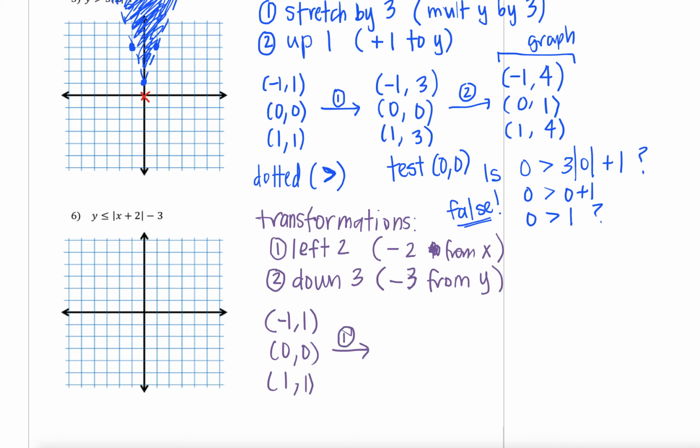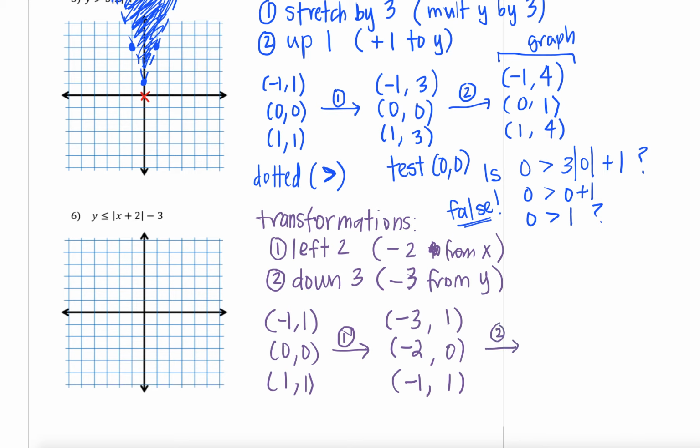So my first transformation that I'm applying is that left 2. So I'm going to subtract 2 off from all of the x's. So negative 1 minus 2 will leave us at negative 3. 0 minus 2 will leave us at negative 2. And 1 minus 2 will leave us at negative 1. Now the y's stay the same, since I was only changing the x coordinates by going left 2.